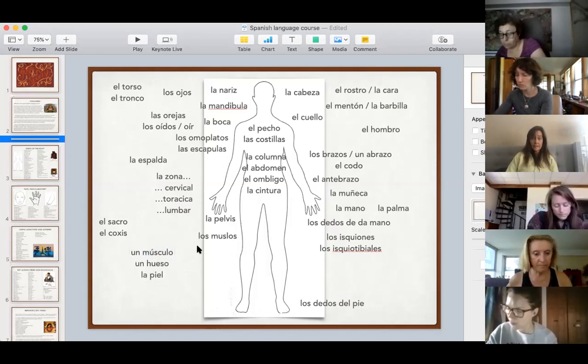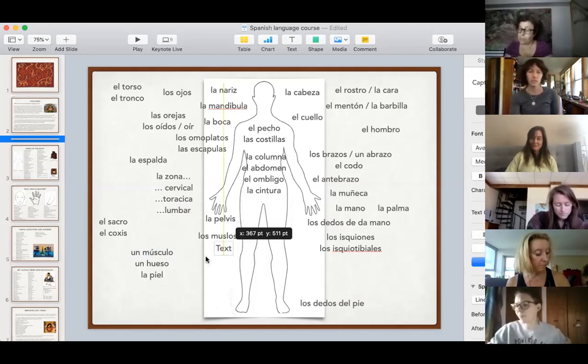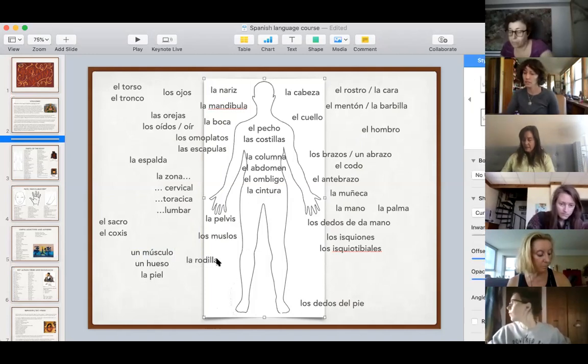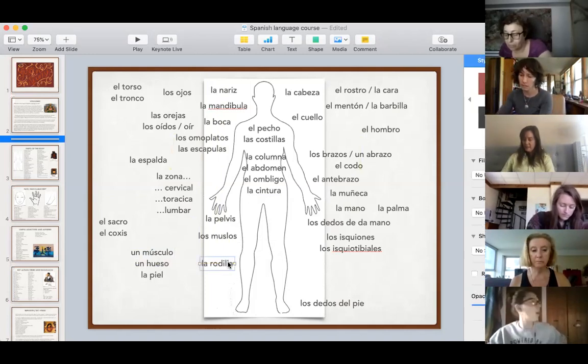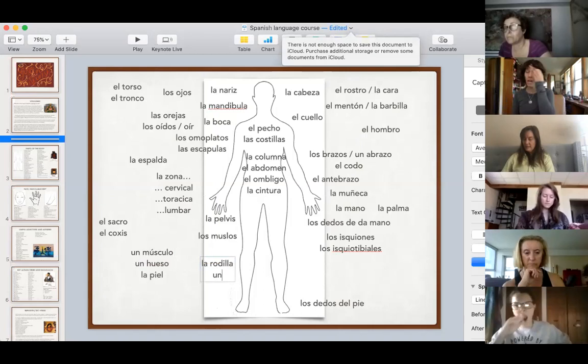Okay, so let's move a little bit further down the body now. Below our muslos, we have our knees. What's the word for knee in Spanish? Rodilla. La rodilla. Good, the knee. So you need to be a little bit careful with your genders here, right? Because if you called it un rodillo, what would you be saying? A screw? What's a rodillo?